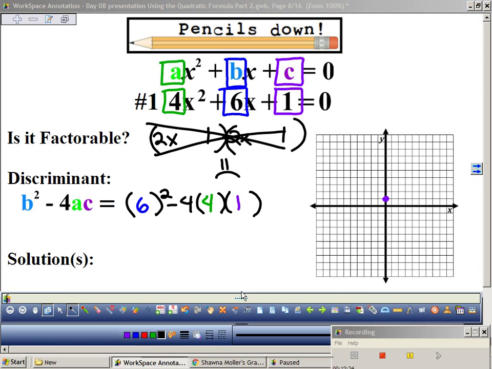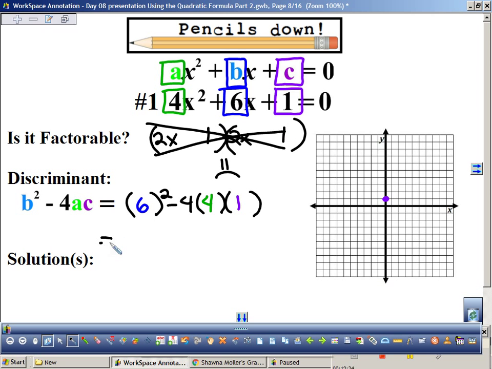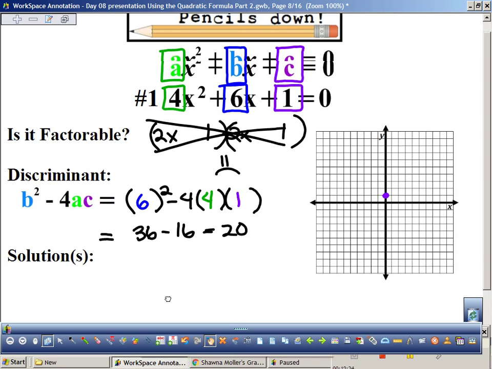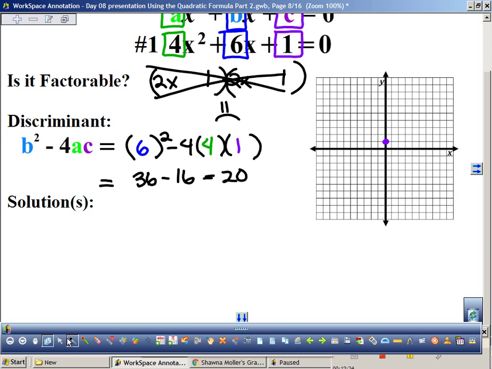All right, so I'm going to find my discriminant by 36 minus 16 equals 20. So my discriminant underneath the square root sign is 20, which means I have how many roots? Show me with your fingers. We've got 2. We've got 2 roots. So let's find them. So I'm going to use the quadratic formula. I want to find my root, so x equals negative b.